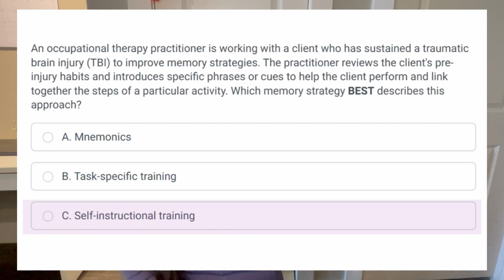Option C, we have self instructional training. Now, I'm going to be honest, I have no idea what self instructional training is, but just from reading it, it sounds like maybe this is something where the patient would be a little bit more autonomous with their training. I think they would have a little bit more involvement in the way that they are able to retain information. So maybe something like writing something down, like a to do list. I think that would be something close to that. But we will look at our rationale and see. But for now, I am going to stick with option B.